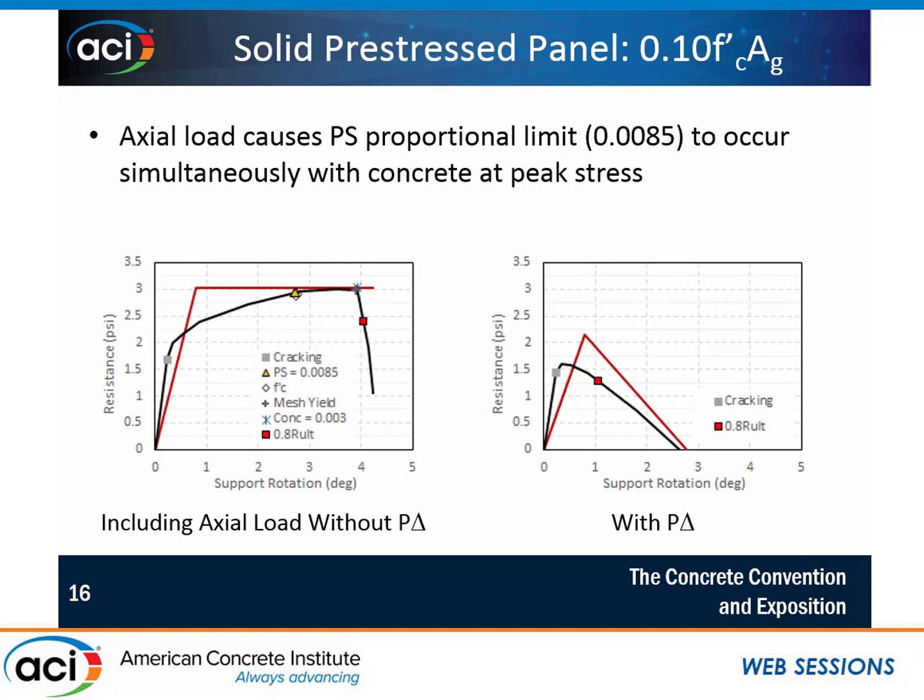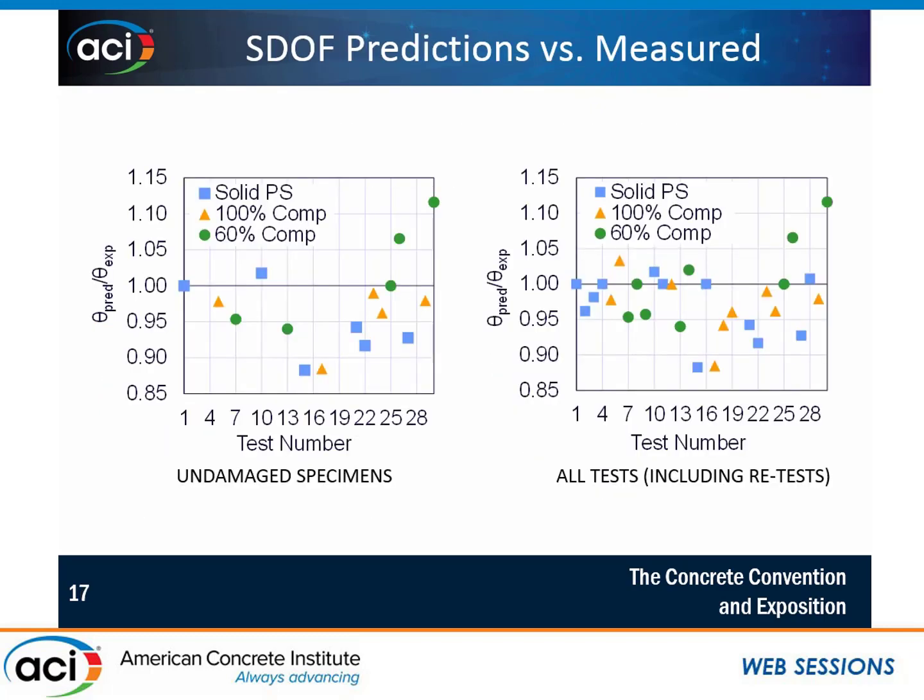And then this is the same type of plot for 10% axial load. These graphs are basically just to show that we've done some validation. So this includes both the solid panels and then the 100% composite and 60% composite. I'm not covering that in this presentation, but it just is to give you an idea as to how accurate our analytical models are using these modified resistance functions in single degree of freedom.